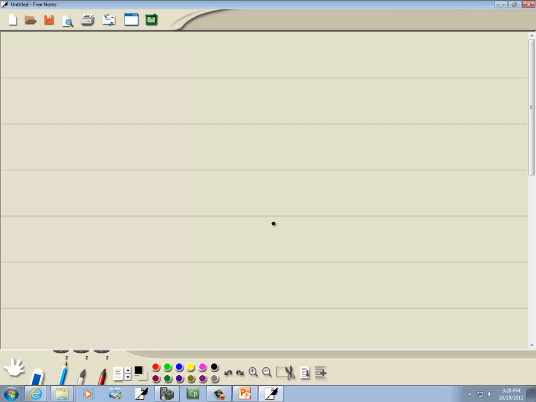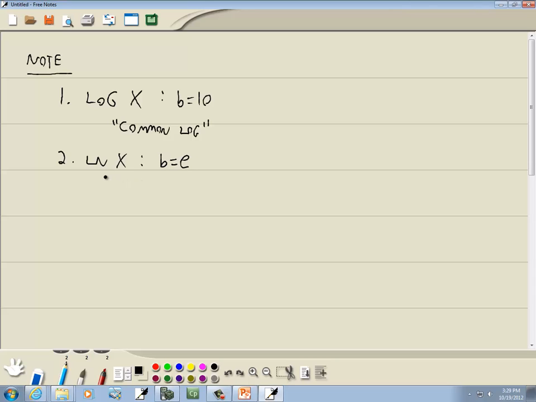Let's turn a new page. I'm going to write down what we've indicated a few times in this section. First, if you have log of something, you don't have a base. You don't have a small number down here. Then your base is going to be 10. And this has to specifically say log. And this is a common log. Now if you have natural log, ln, then your base is going to be e. And this is a natural log.